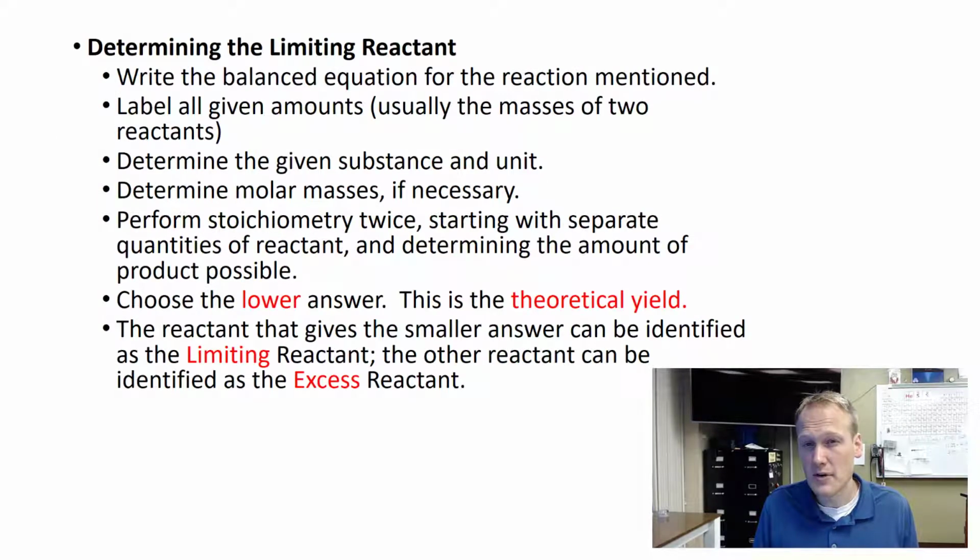So how do we determine a limiting reactant? I'm going to let you read through these rules, but the bottom line is this. You have to do a stoich problem with every reactant that you know to figure out how much product you can produce with that reactant, and then that will tell you what's going to run out first. I think this will be easier to see once we do some examples, so let's get started with that.